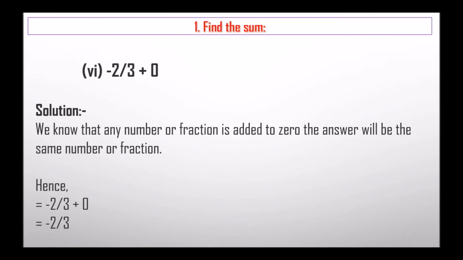Next, minus 2 upon 3 plus 0. We know that if any number or fraction is added to 0, the answer will be the same number or fraction. So minus 2 upon 3 plus 0, that is minus 2 upon 3.